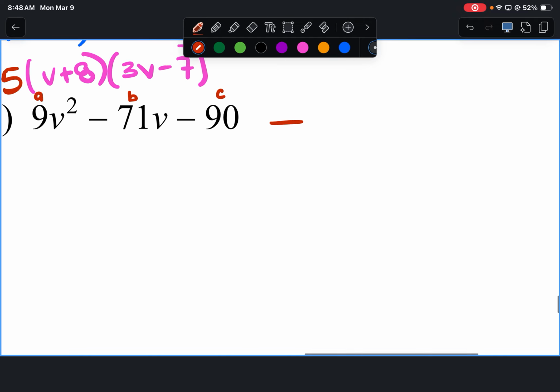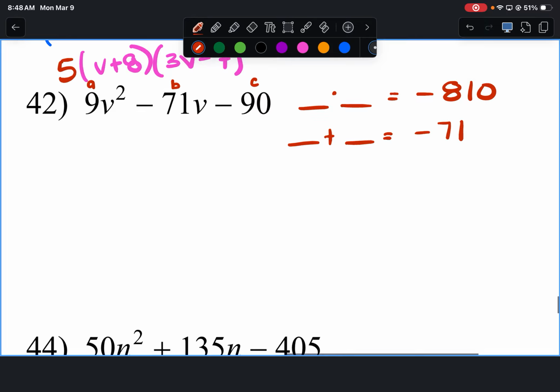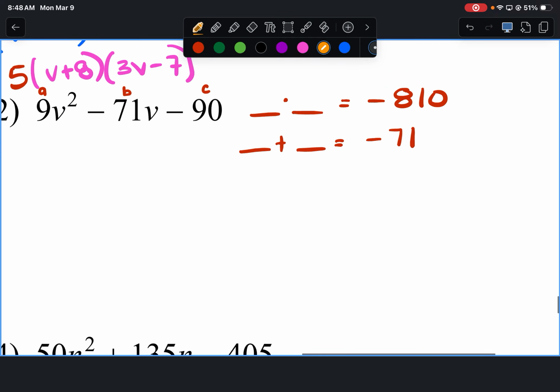So to figure this out, we have to do what multiplies to give us A times C, which I think is negative 18. And what adds to give us our B, which is negative 71. Okay. Now, your test will not have any numbers that big, just because of the time for finding your factors. If you list these all out, your factors for this one end up being negative 81, positive 10.